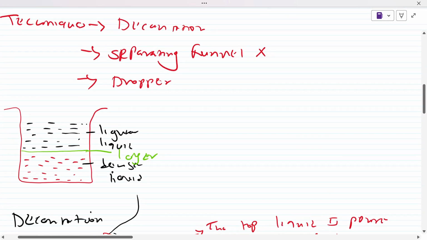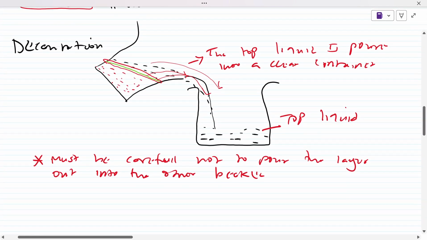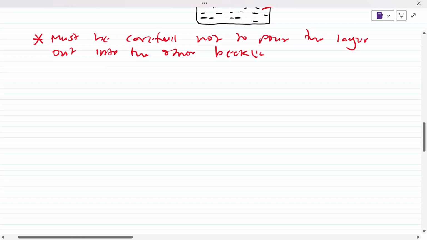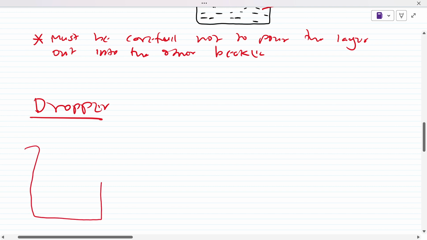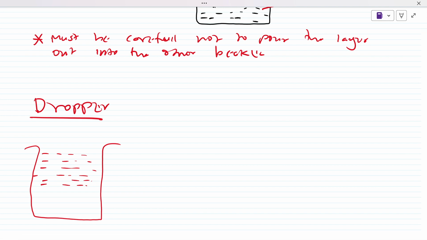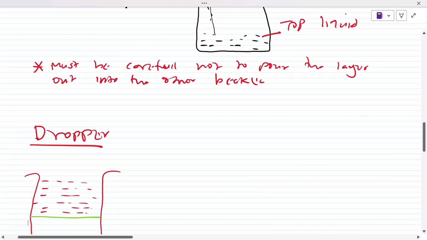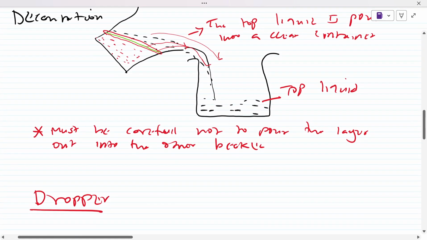The next technique that I want to explain is a dropper. A dropper works this way. I can use a dropper. Into the beaker that had the mixture, you know very well that the top layer was the lighter one. Now, what I'm going to do is have my layer, yeah, the layer is there. Then maybe the top one was the red one.